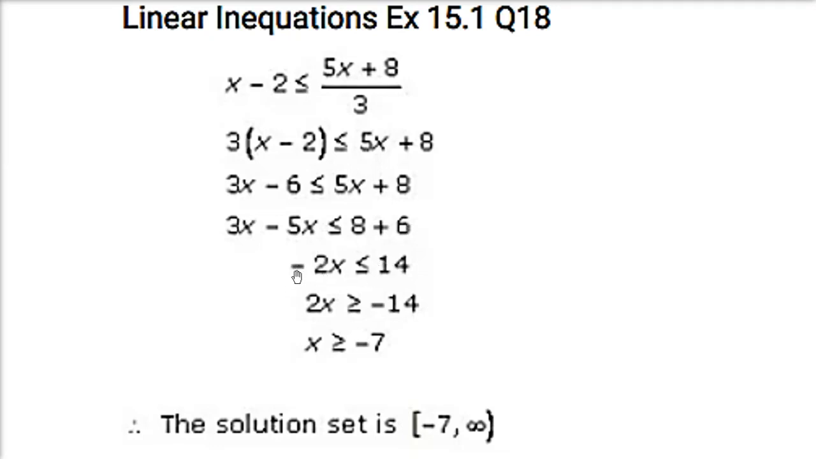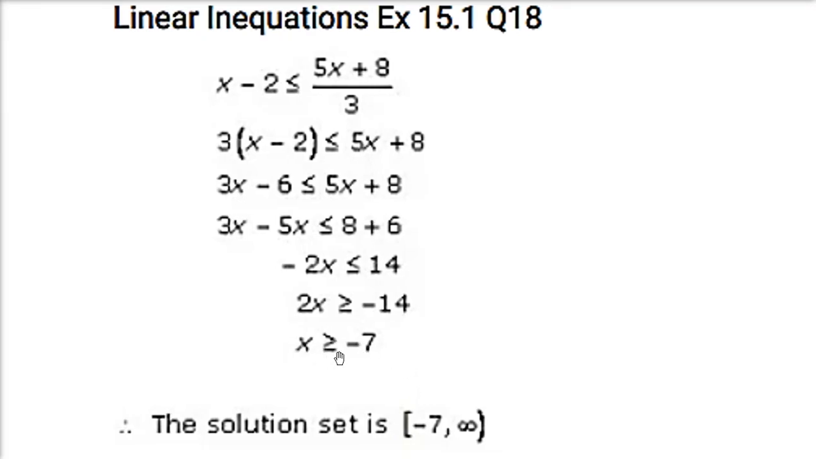Now first multiply both sides by minus 1. You get 2x is greater than or equal to minus 14. Why? Because we multiplied by minus 1, so this inequality sign changes. Now divide both sides by 2. You get x is greater than or equal to minus 7. Since this is greater than or equal to minus 7, it starts with minus 7 with a square bracket and goes up to plus infinity.